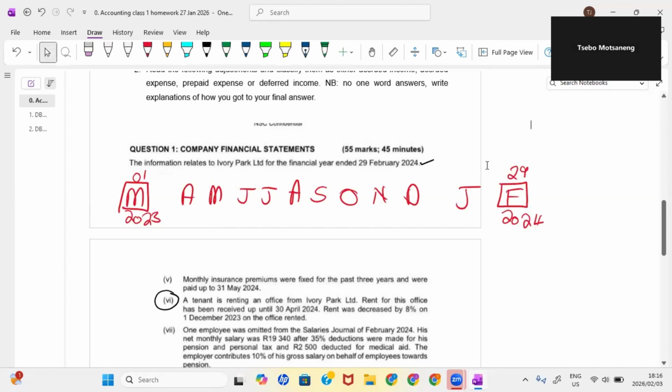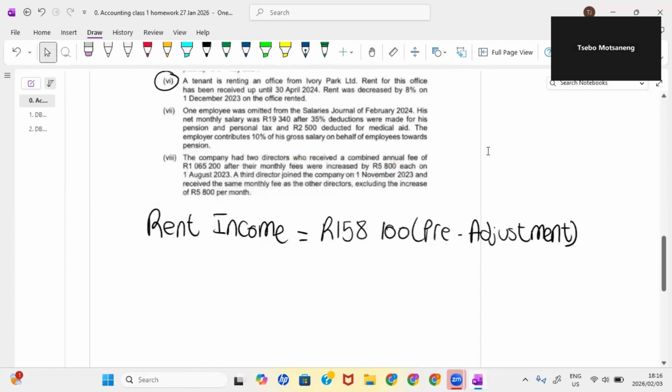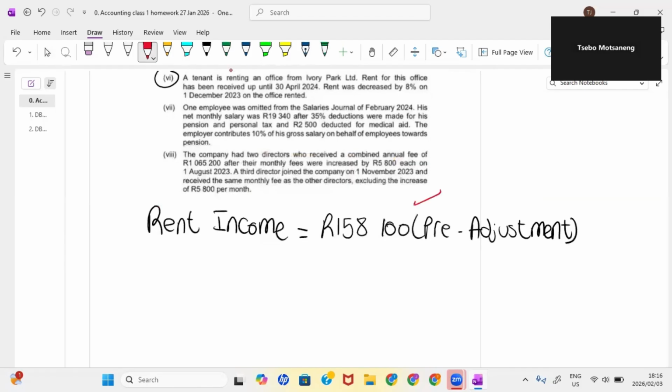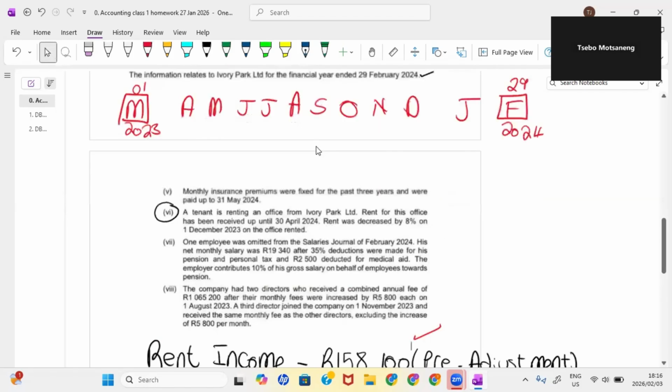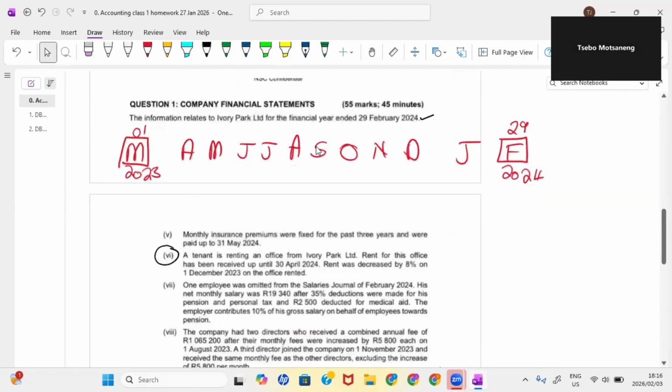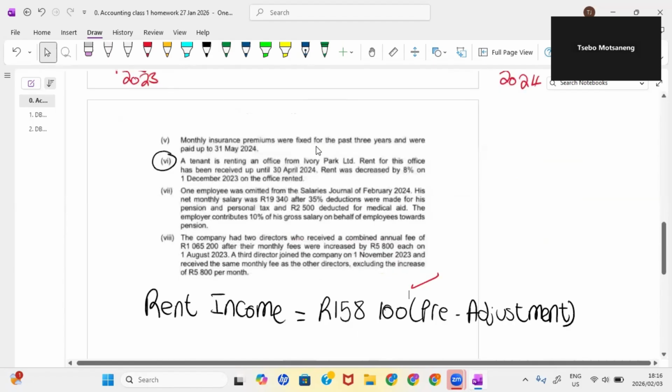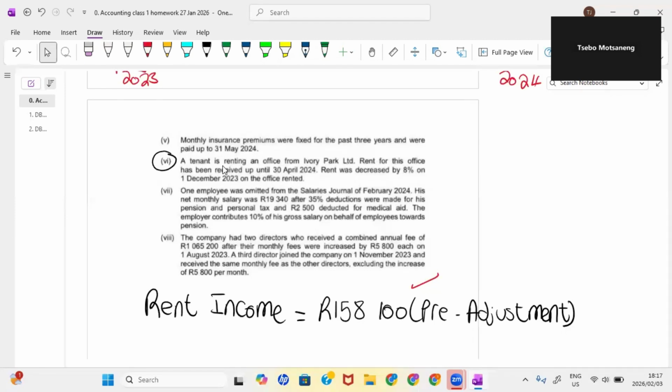Okay, so the pre-adjustment amount here is 158,000 rands with regards to rent income, obviously, as I've stated. So now we can read the adjustments and actually show how we classify it, what the adjustment is trying to show, and how we present it in our statement of comprehensive income, right? So it reads as follows, the adjustment.